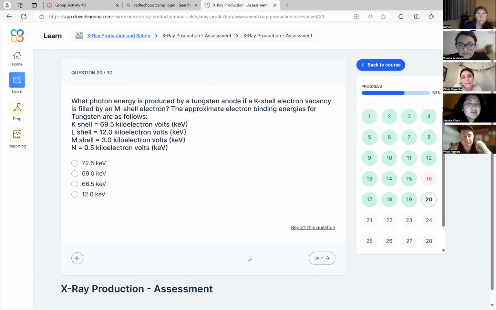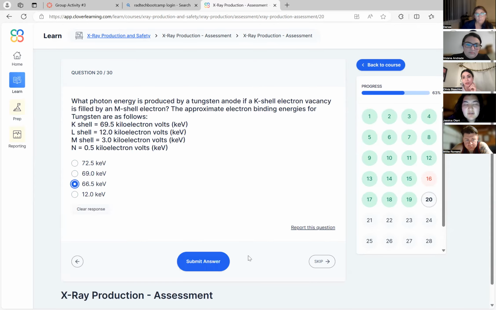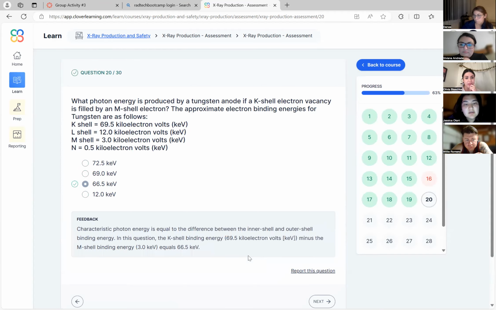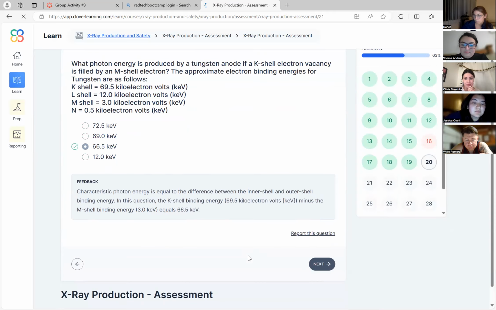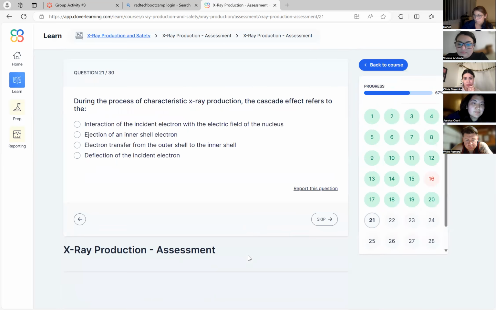What photon energy is produced by a tungsten anode if a K-shell electron vacancy is filled by an M-shell electron? The approximate electron binding energies for tungsten are as follows. So I would take, it's the K shell minus the M shell. So I would say the 66.5 kV. I agree. Okay. Wonderful.